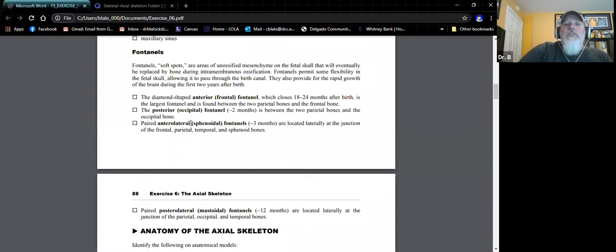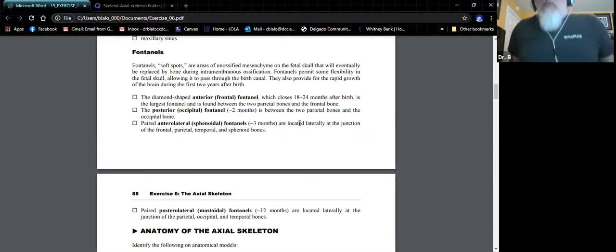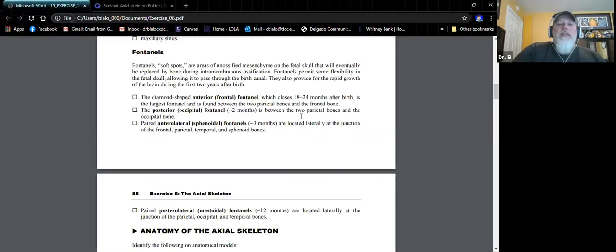We have two anterolateral fontanelles, located laterally and anteriorly, kind of in this area here. They're where the frontal, the parietal, the temporal, and the sphenoid bones all meet. And then we have posterolateral fontanelles, which are located back here, and they're where the parietal, the occipital, and the temporal bones meet. We actually have a fetal skull model that we're going to take a look at, so we'll be able to identify those different fontanelles.